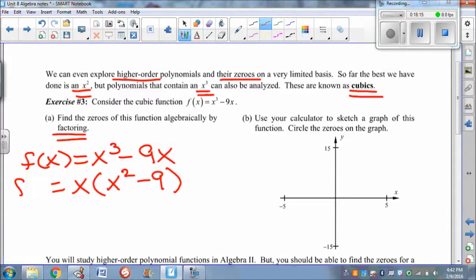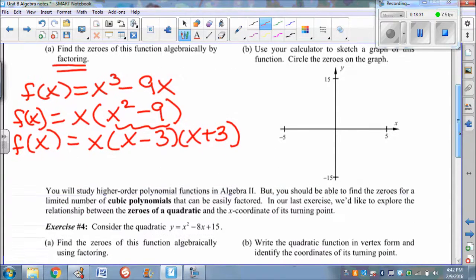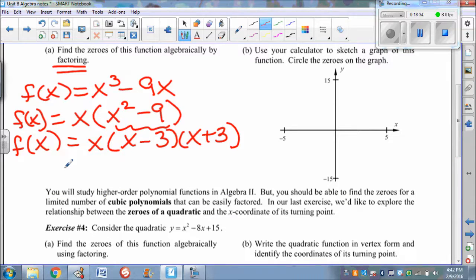And then hopefully you're saying, oh, well, this is the difference of perfect squares. Your math teacher would be so proud. So this ends up factoring into x minus 3 and x plus 3. Look at that. We've got it factored completely there. So now, how many factors do we have here? Well, if this is a cubic, my highest exponent is 3. Oh, look at that. 3 factors. 1, 2, 3.